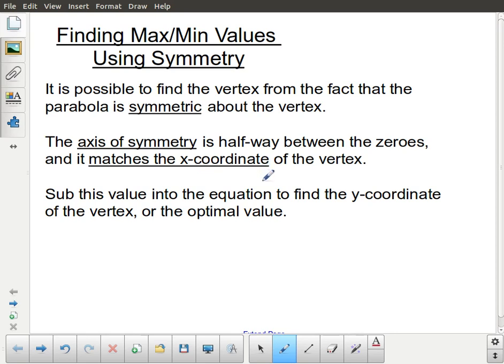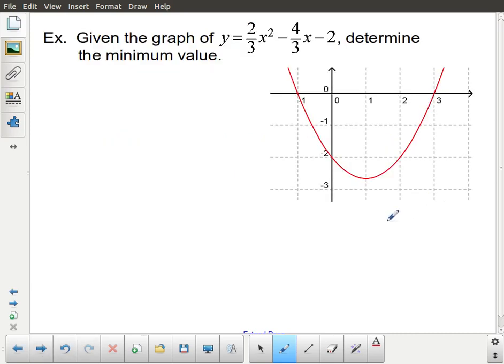If we know the vertex of the parabola, we know where either the maximum or the minimum of the parabola is. So we can tie these things together. We can make use of the symmetry of the parabola to find the halfway point, but that halfway point is the axis of symmetry. The axis of symmetry matches the vertex, and from there we end up with what's known as the optimal value, which is going to be either the maximum or the minimum value. So let's take a look at the steps that we would take for doing something like that.